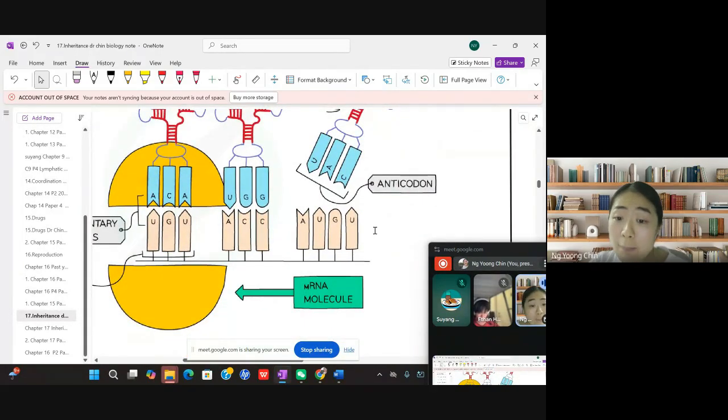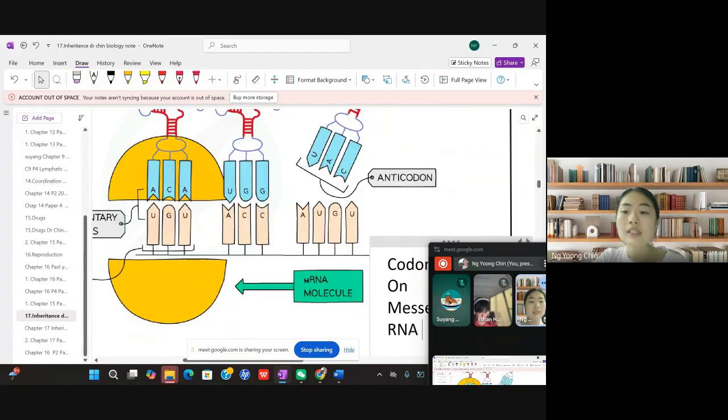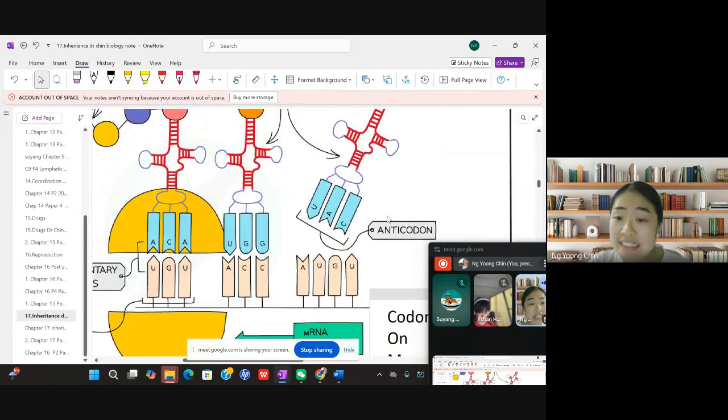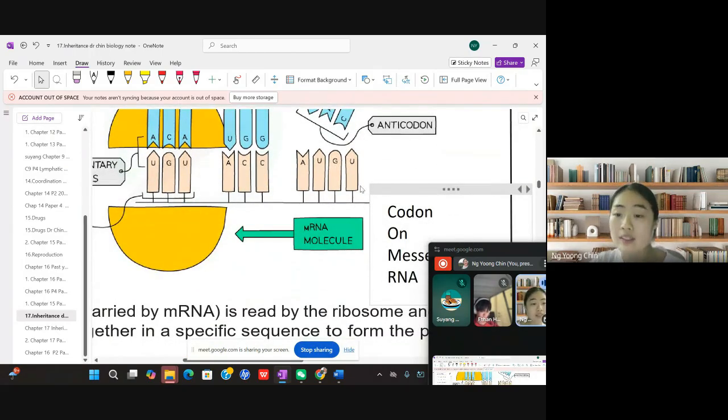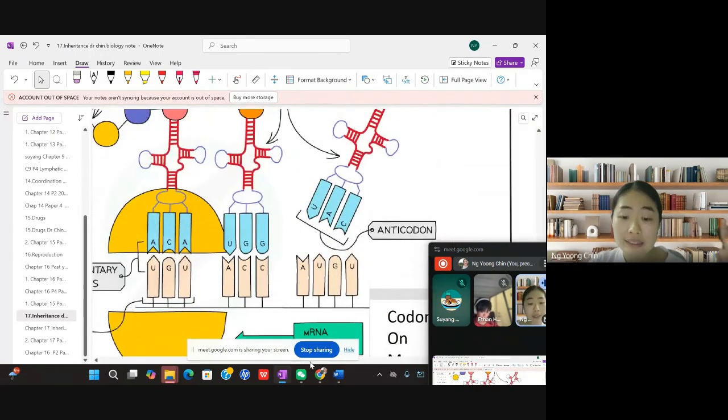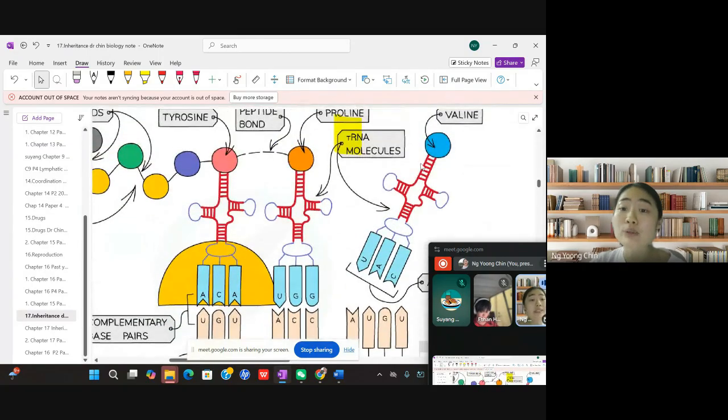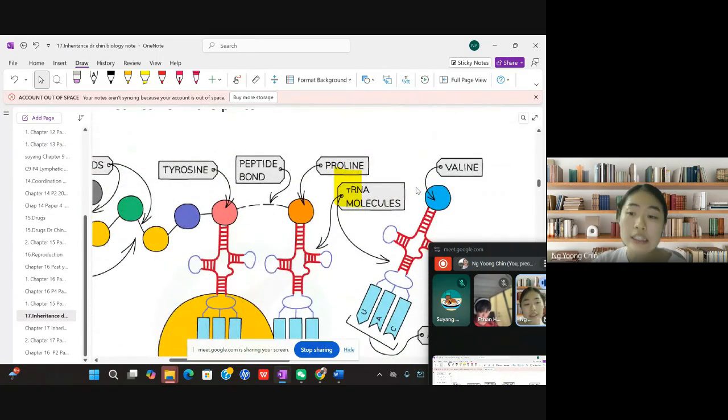Then the nucleotide bases located on the mRNA have a name known as codon. So these are called codons on the messenger RNA. So you have the anticodons from the tRNA paired up with the codons on the messenger RNA. In this way, you can join the amino acids together, because each of the anticodons on the tRNA can join with one type of amino acid.